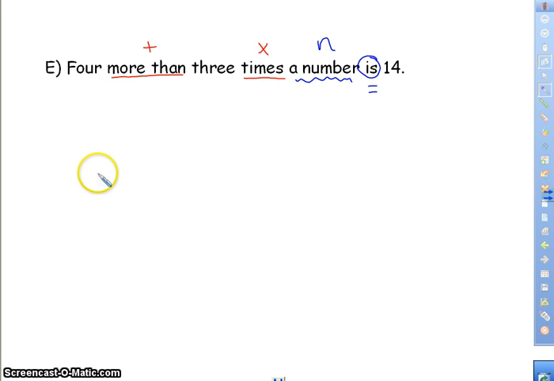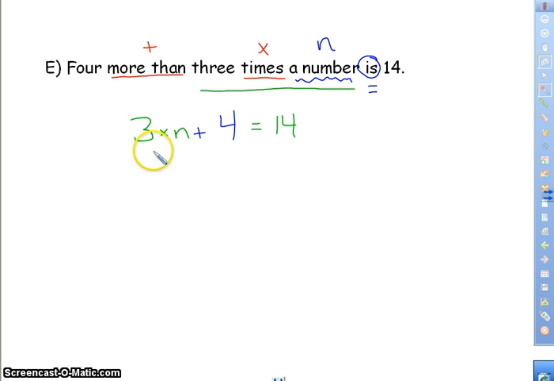I want you to read through this a couple times before you start writing your equation. So 4 more than 3 times a number is 14. Since it's more than, I'm adding that 4 to something. And what am I adding it to? I'm adding it to 3 times a number, which means it would be 3 times n, plus 4, is, which is my equal sign, 14.